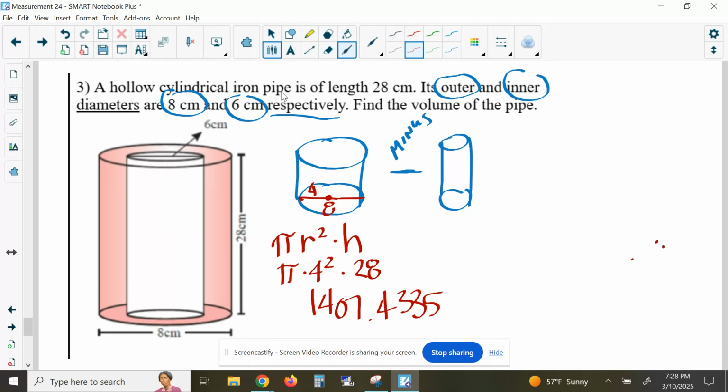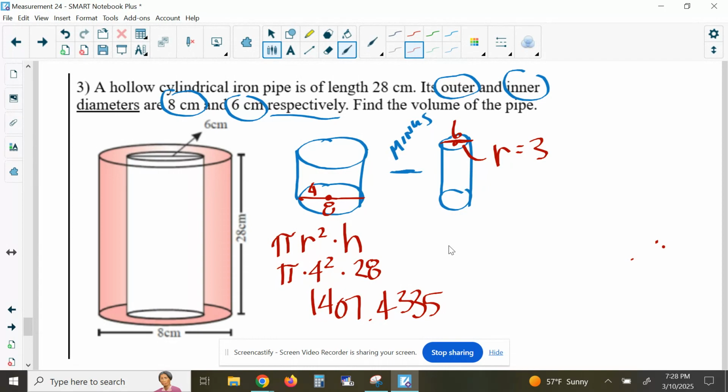Okay, and then I want to find the volume of the small cylinder, which is this inside piece. So it says that the diameter all the way across here is going to be 6. So can you find the radius then? It's going to be half as long, right? So that means our radius is going to be 3.